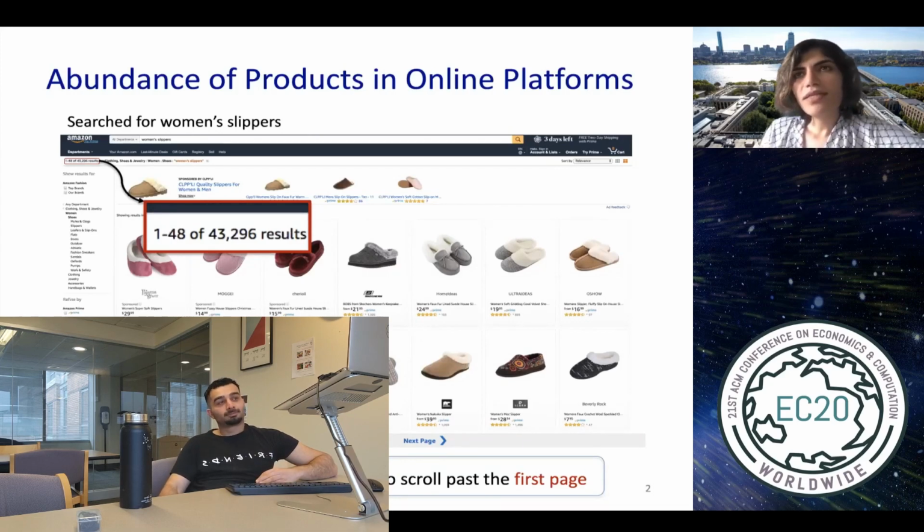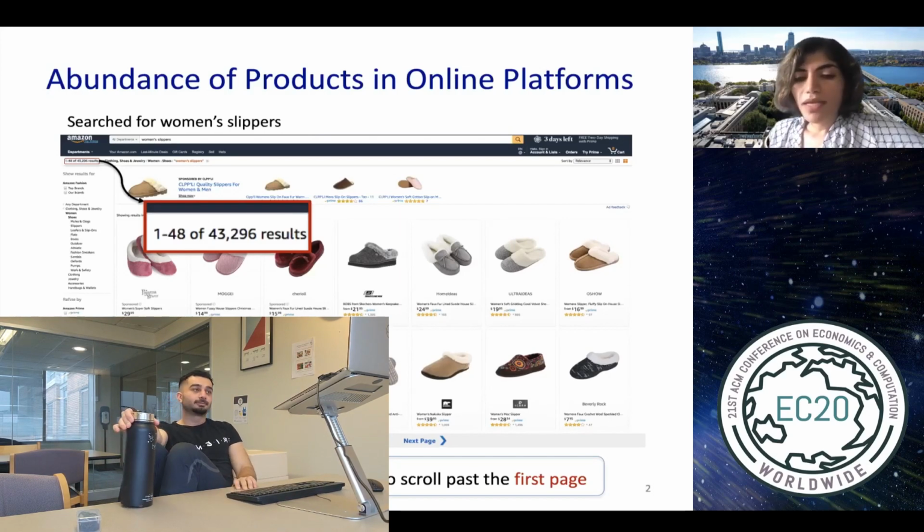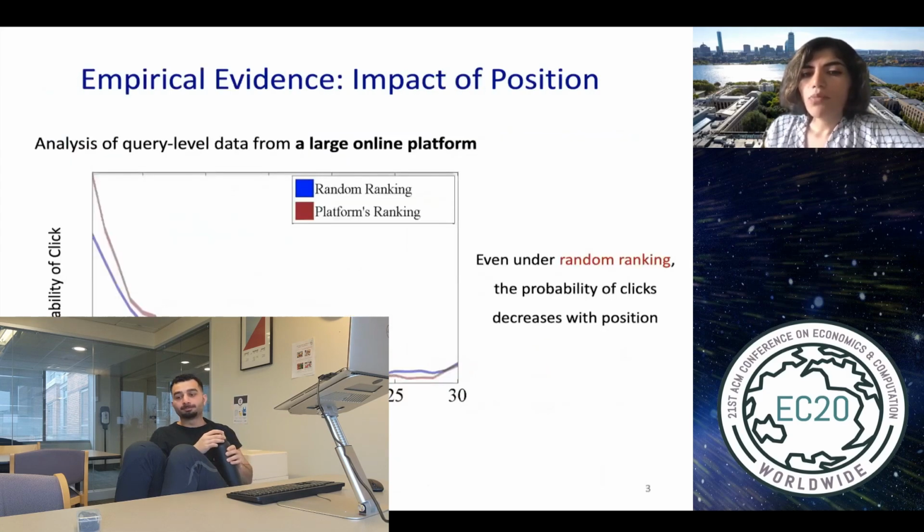The first thing is that on online platforms, most of the products are going to be invisible to the consumers. And then the second important issue is that the products that are placed in better positions, for example, those that are placed in the first page, are going to be more visible to the consumer, and as a result, they are going to have a higher chance of getting purchased. So keep these two things in your mind, and now let me show you more evidence that highlights the impact of positions on consumers' behavior.